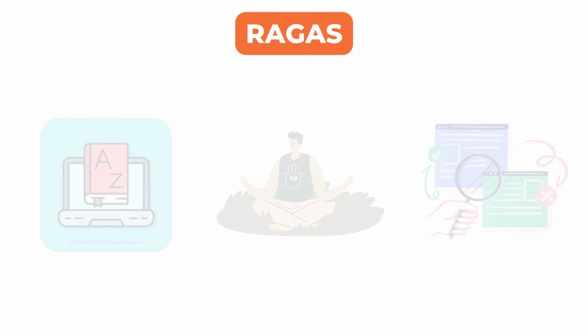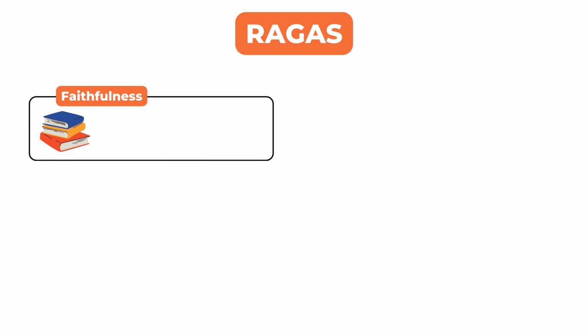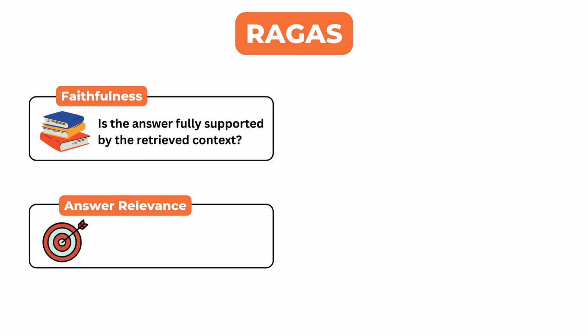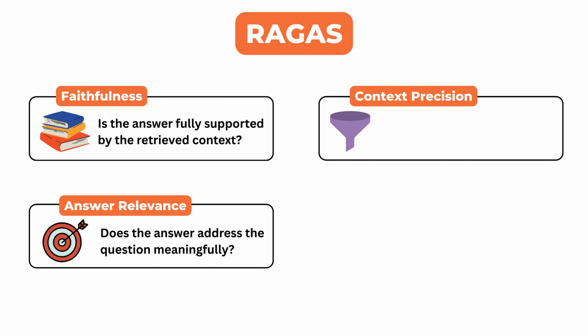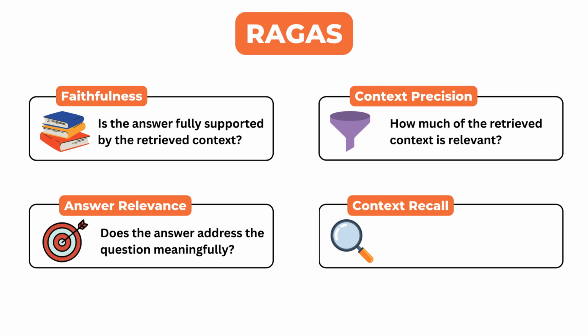RAGAS provides four main scores: faithfulness, which is whether the answer is fully supported by the retrieved context; answer relevance, which checks how well the answer addresses the question; context precision, which checks how much of the retrieved context is actually relevant; and context recall, which tells how much of the relevant information was successfully retrieved. These four metrics together give a clear and consistent picture of RAG system quality.